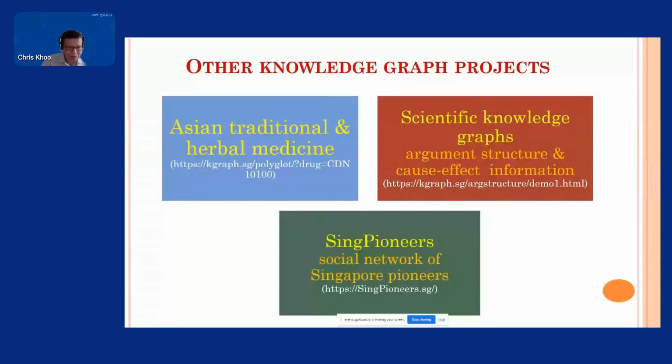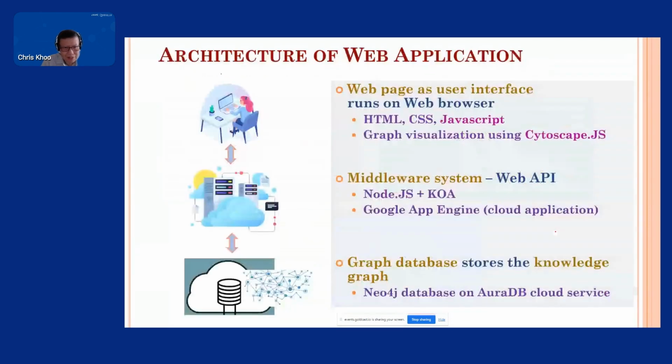So yes, I've shown you the Asian traditional and herbal medicine database, and then scientific knowledge graphs. I've just shown you the social science, how we are trying to visualize social science research results. This is the architecture of the web application. This is the normal, usual architecture.